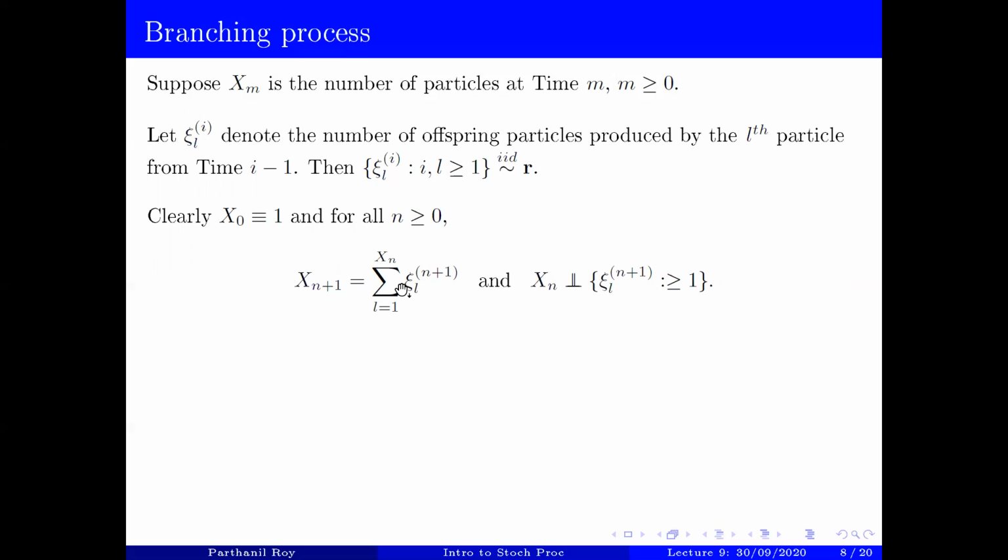and also by our assumption, not only are all the psi's independent of each other, the number of particles produced from each particle is also independent of the total number of particles in that time point. So therefore, this entire sequence, and there's a typo here, there should be l bigger than or equal to 1, is independent of Xn. Whatever number of particles is there at time point n is completely independent of the number of particles each of them will produce.